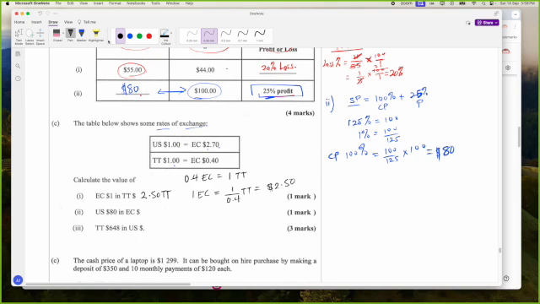Let me know if I'm making any mistakes there. Now, 80 US in EC. So part 2 over here, this is part 1. 1 US is equal to 2.7 EC. 80 US will be 2.7 times 80, which is 216 EC.